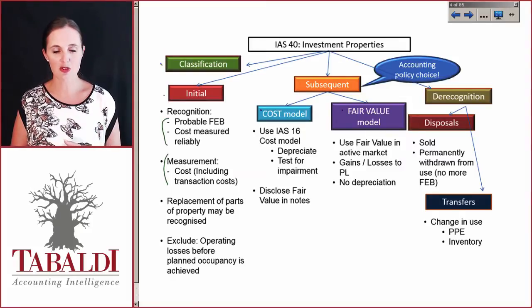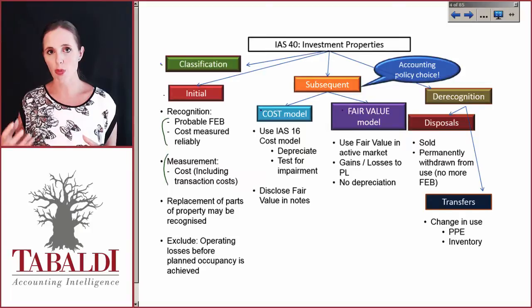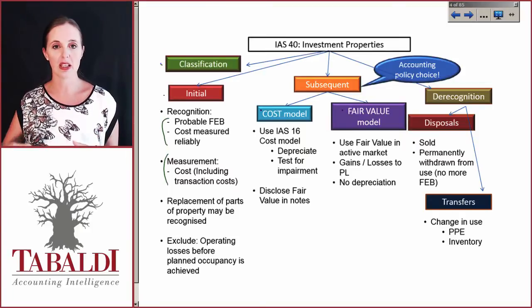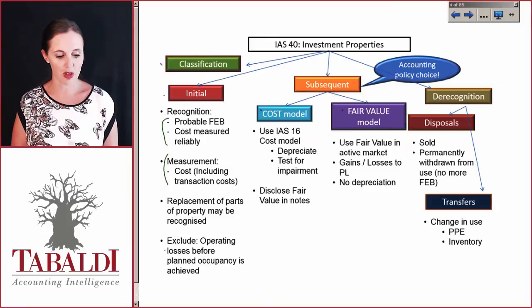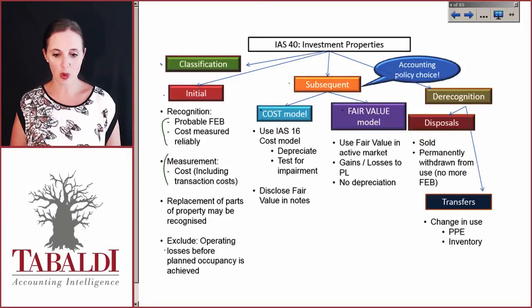We have replacements of parts of our property, if there's a possibility that some of those parts are derecognized. If there's a component approach, we can derecognize and then recognize replacement parts. And operating losses are excluded, they do not get taken into account as part of the costs before planned occupancy is achieved.